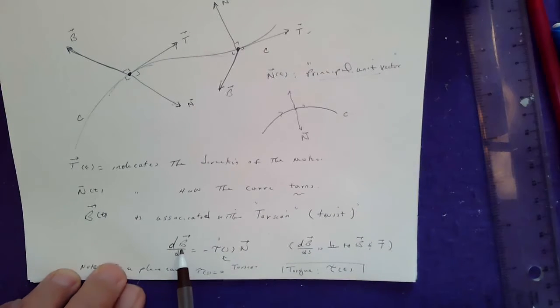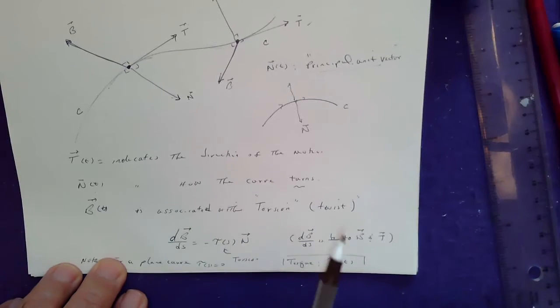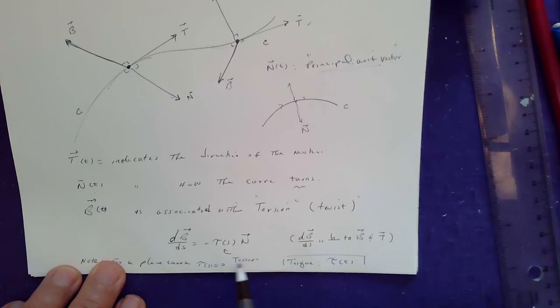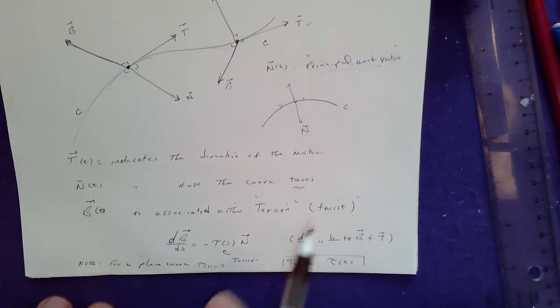In other words, the derivative of the binormal vector with respect to arc length is minus tau of s, which is torsion, times the normal vector. Keep in mind, we had tau of t, a function of time, which was torque, but tau in terms of arc length is torsion. So for a plane curve, the torsion is 0. So that's what this is good for.